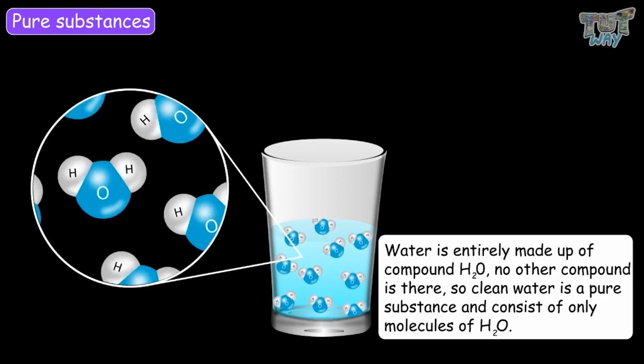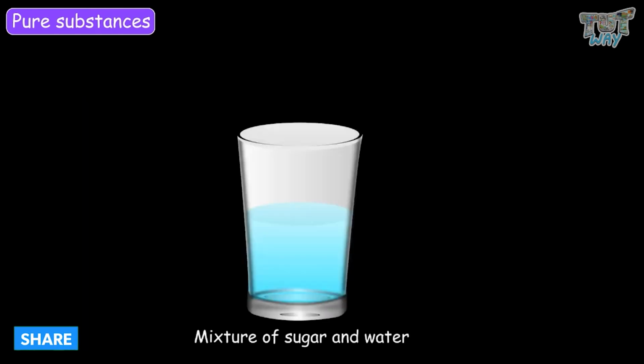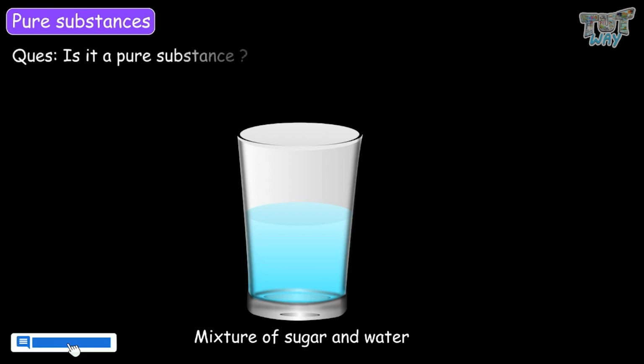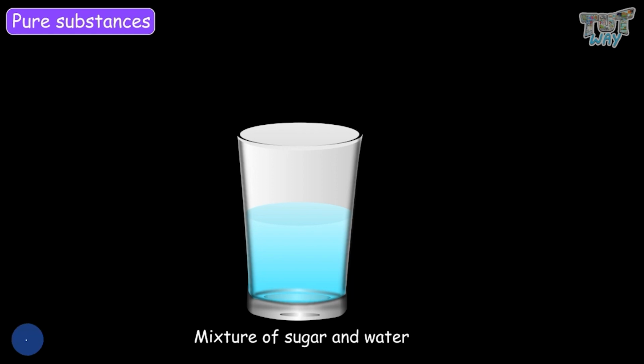Here we have some other substances. This is a mixture of sugar and water. So is it a pure substance? No, it is not a pure substance. It has two types of compounds.